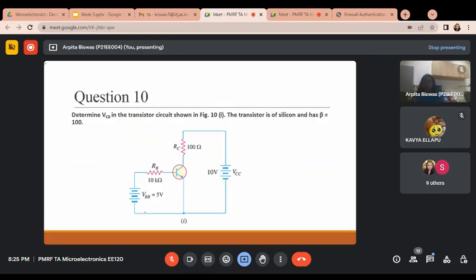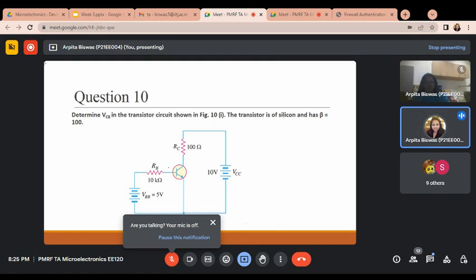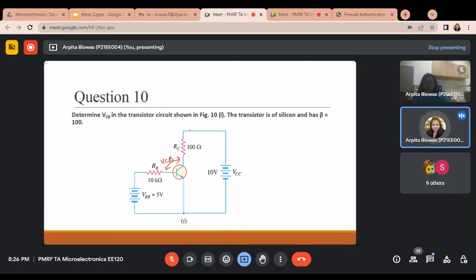So now calculate this. Determine the VCB value. So you have to find out this value. And this type of question we have already solved; I just changed the value. And beta is given. Silicon transistor. So you have to find out the VCB.